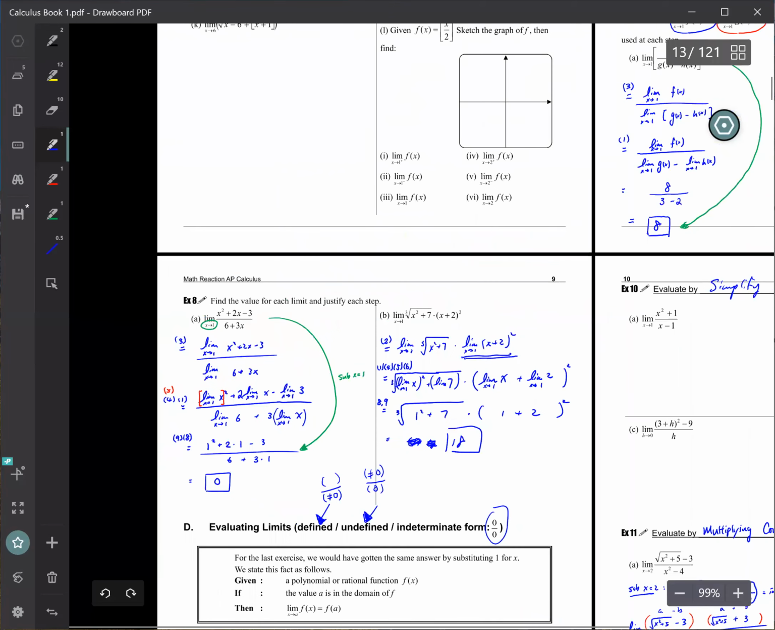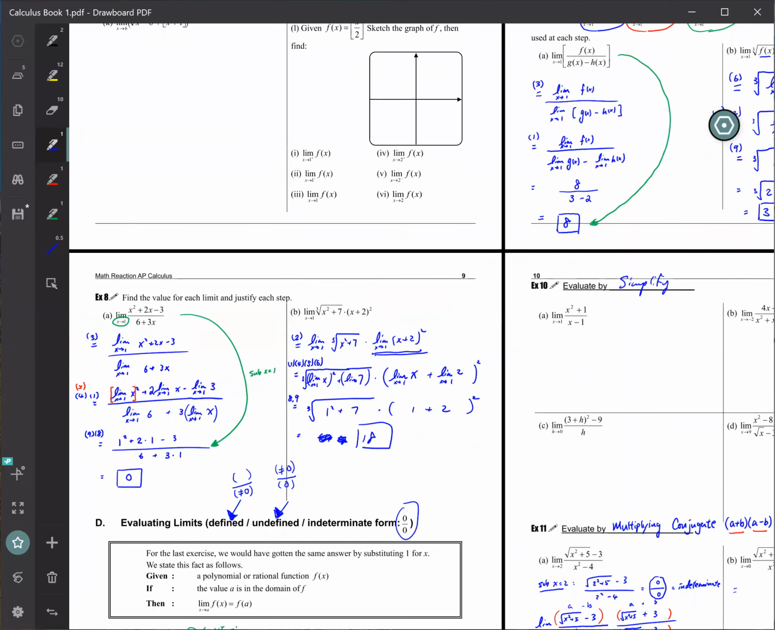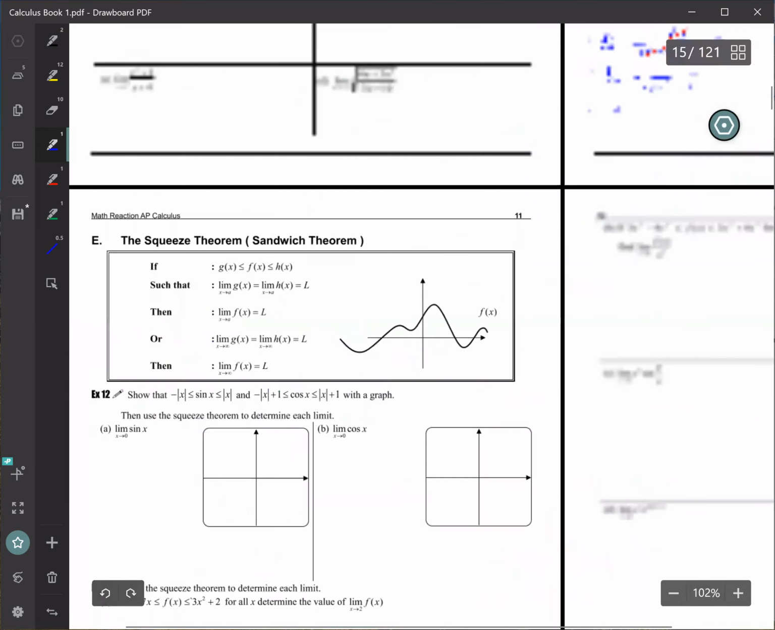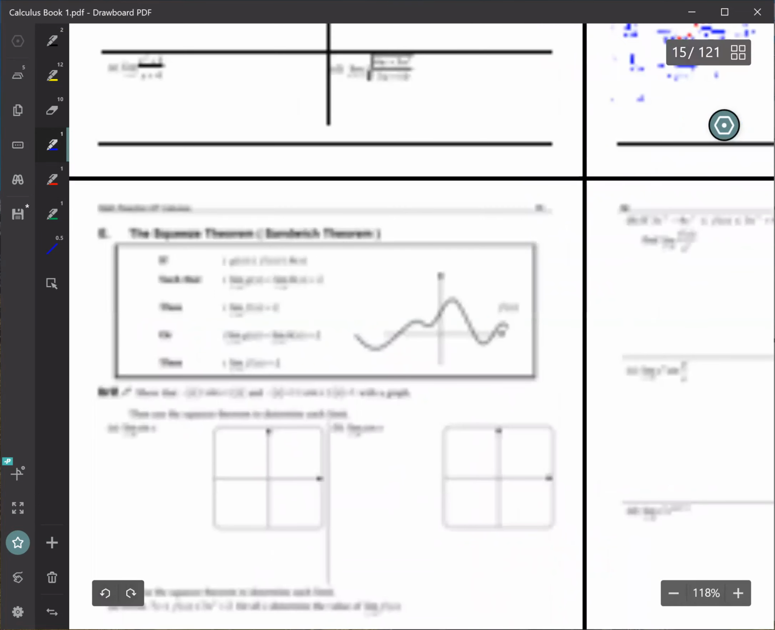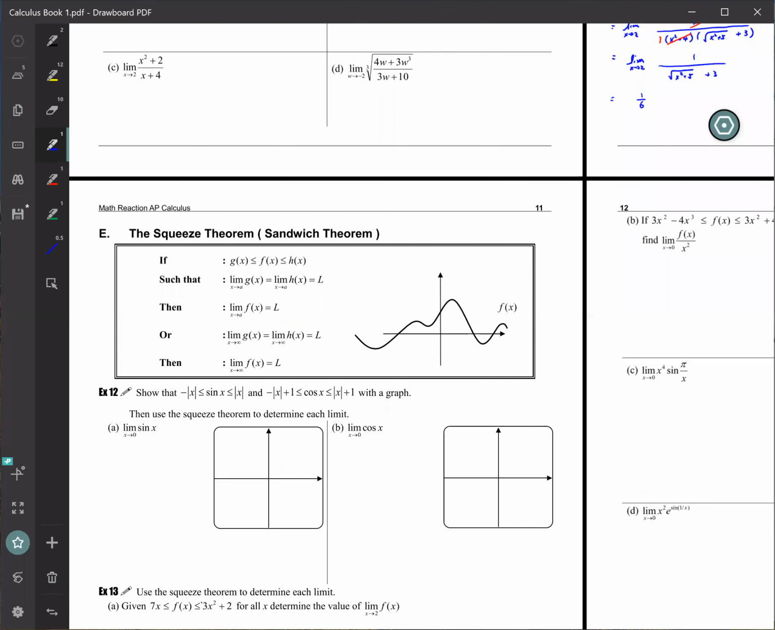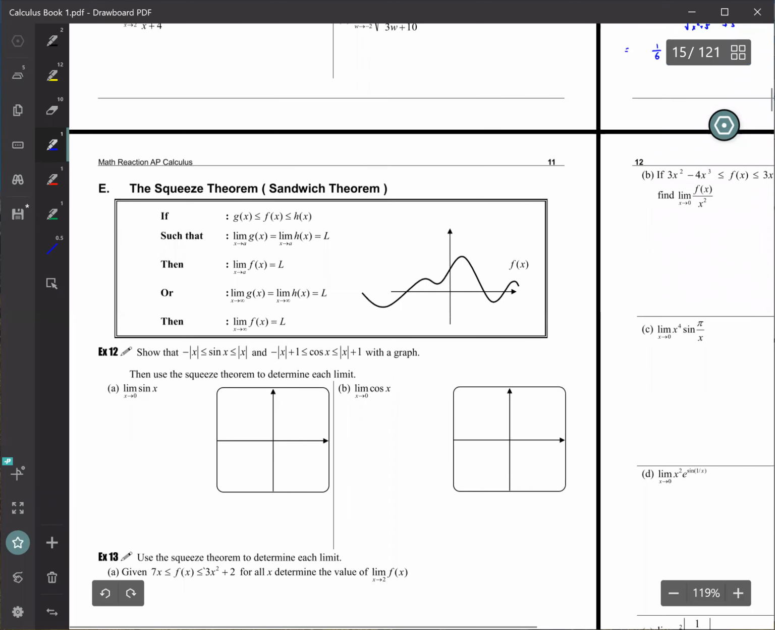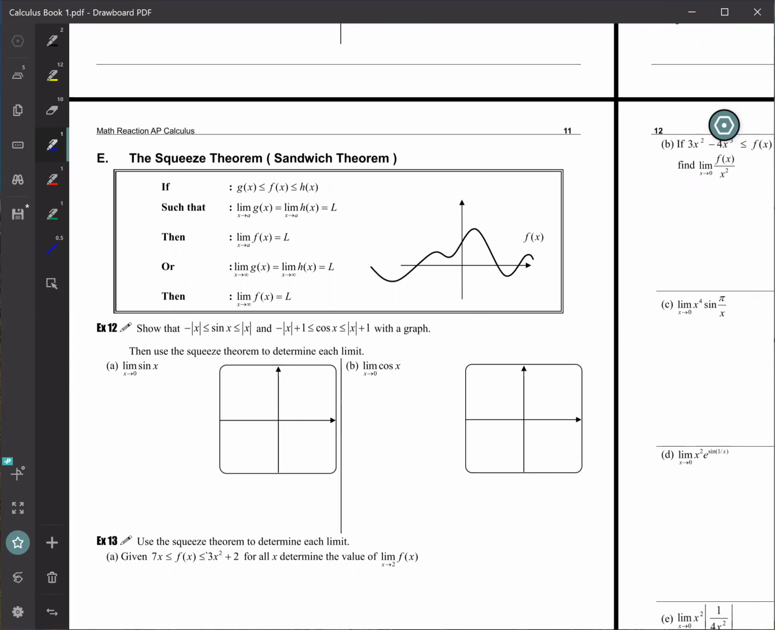We'll have a 15 minute break, and then when you come back, we'll be moving on to a new topic called the sandwich theorem. Jesse, did you cover the sandwich squeeze theorem at school? Yeah, very briefly. Okay, so we'll do that after the break. See you in 15. Okay, thank you. You're welcome.